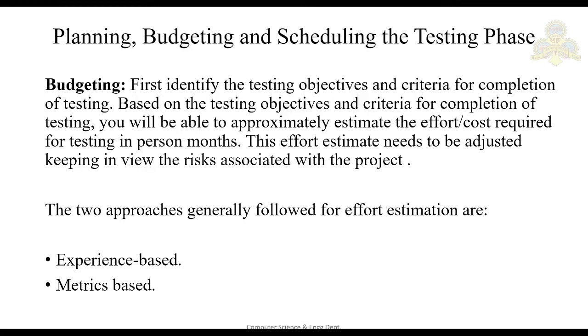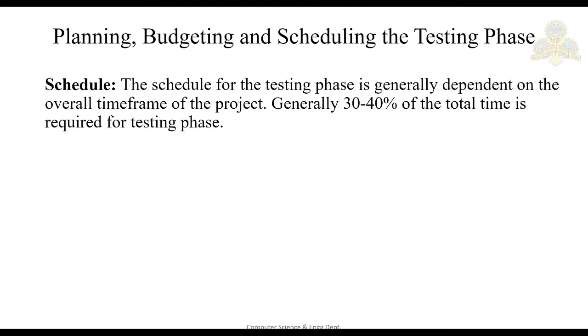Okay, and the next one is schedule. So the schedule for the testing phase is generally dependent on the overall time frame of the project. Generally, 30-40% of the total time is required for the testing phase. But the only problem here is that this 30-40% of the total time required for your testing phase will never be allocated. So the testers have to work with tight schedules. That means time stringency will be there. Within the specified time, you have to complete the testing process.